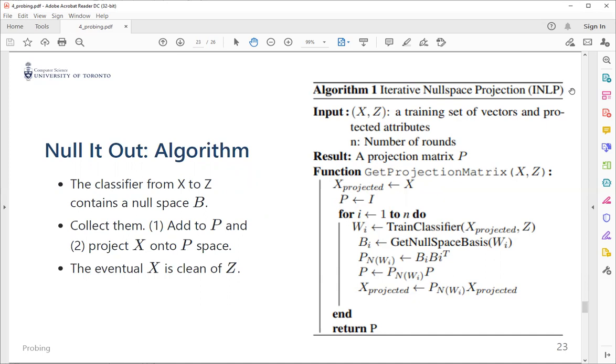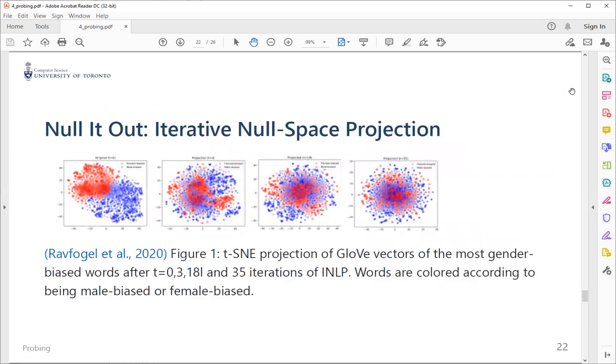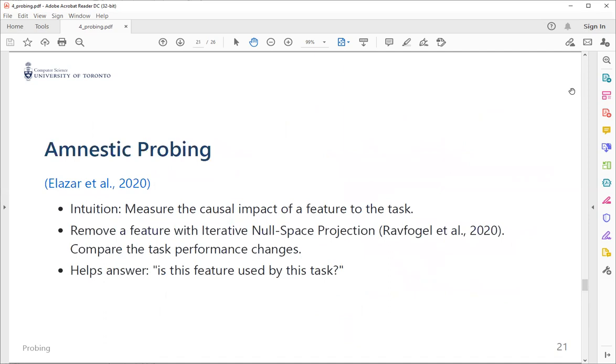Subsequently, they add the null space into P and use this P to project the features into this null space. So essentially, in each iteration, they try to remove the important features that X includes that could be used to classify Z. And they update the features X using this projected X. After several iterations, we can imagine that the useful information of X for Z is removed. So eventually X should be much cleaner than the original one in terms of predicting Z. Essentially, after removing this certain information, they can measure the causal impact of this feature on the corresponding task, and they call this amnestic probing.